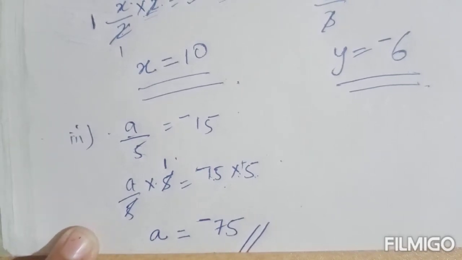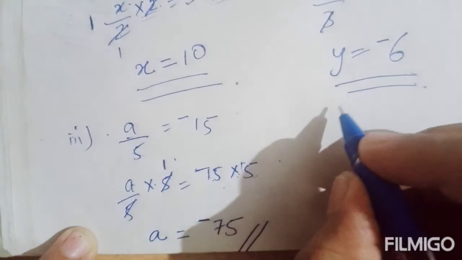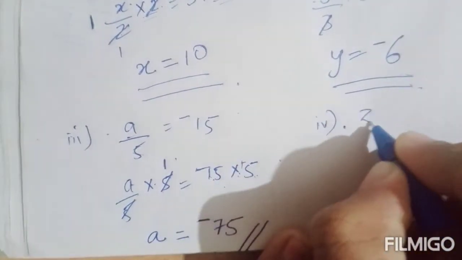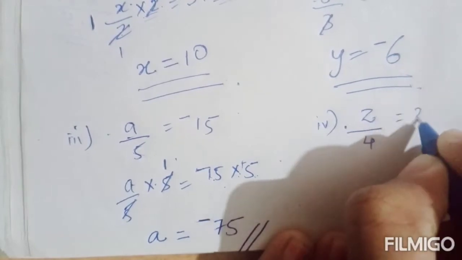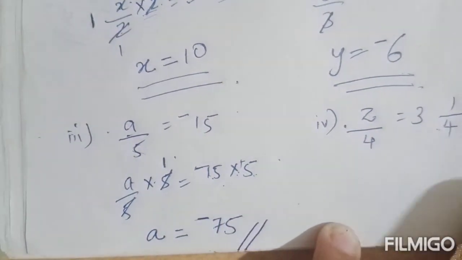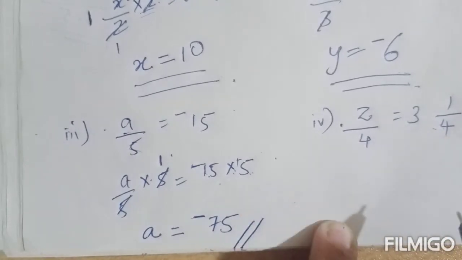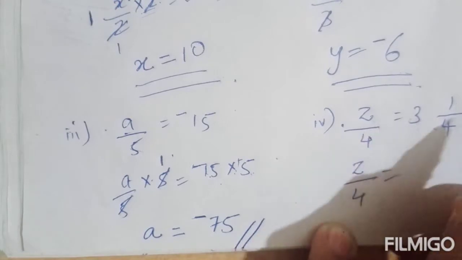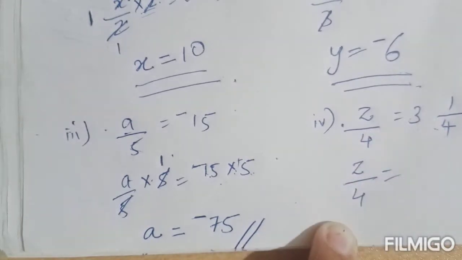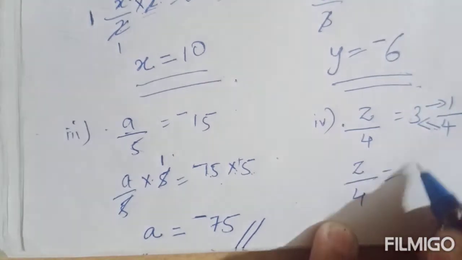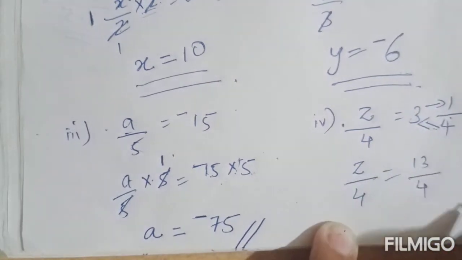Okay. Next, fourth one. Z divided by 4 equal to 3 1 by 4. So here mixed fraction is given. You can convert that to improper fraction. Z by 4 equal to 3 1 by 4. On converting to improper fraction, 4 into 3, 12. 12 plus 1, 13 by 4.